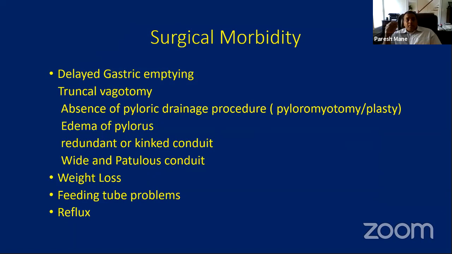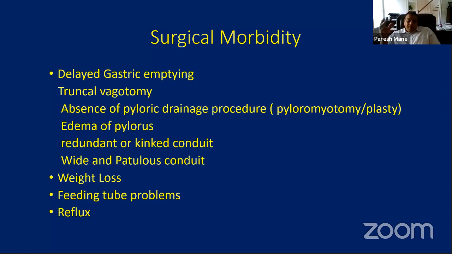Other surgical morbidities associated with esophagectomy: delayed gastric emptying. Invariably they all end up with a truncal vagotomy, and then you've got to do some sort of a pyloric drainage procedure, either a pyloromyotomy or a pyloroplasty. You can have delayed gastric emptying because of edema of the pylorus. Sometimes the gastric conduit can kink, causing delayed emptying, or you can have a patulous conduit, thus creating a sort of a pseudo shelf and delayed emptying. And of course, feeding tube problems.